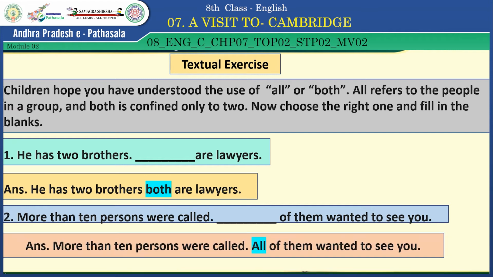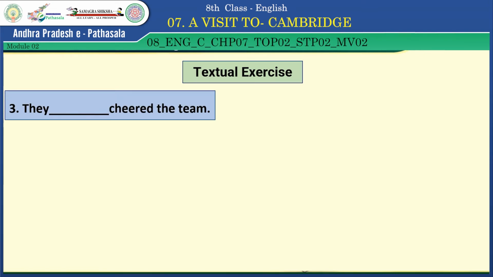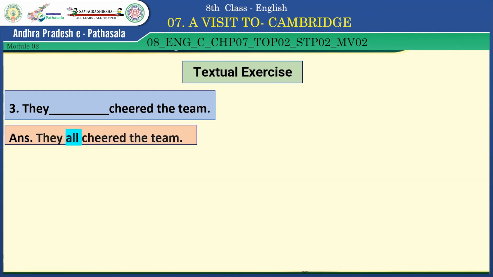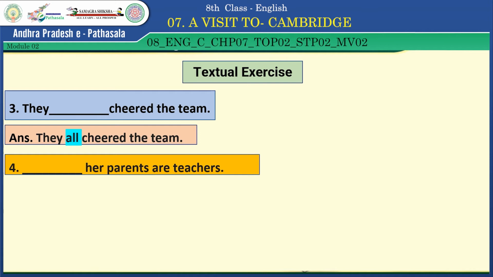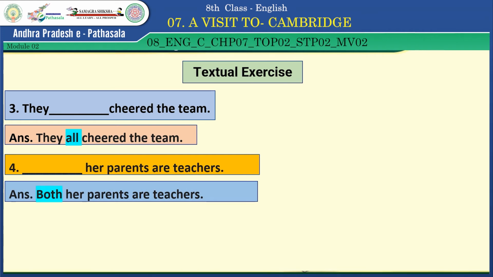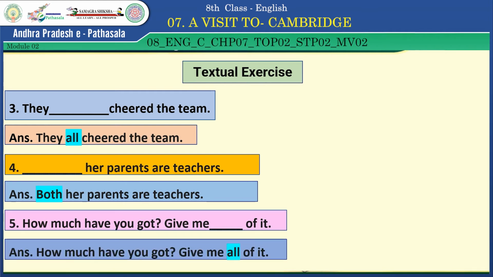Second one: more than 10 persons called. Blank of them wanted to see you. More than 10 persons called. All of them wanted to see you. Children, let's continue the exercise. They dash cheered the team. They all cheered the team. Fourth one: dash her parents or teachers. Both her parents or teachers. Fifth one: how much have you got? Give me dash of it. How much have you got? Give me all of it.